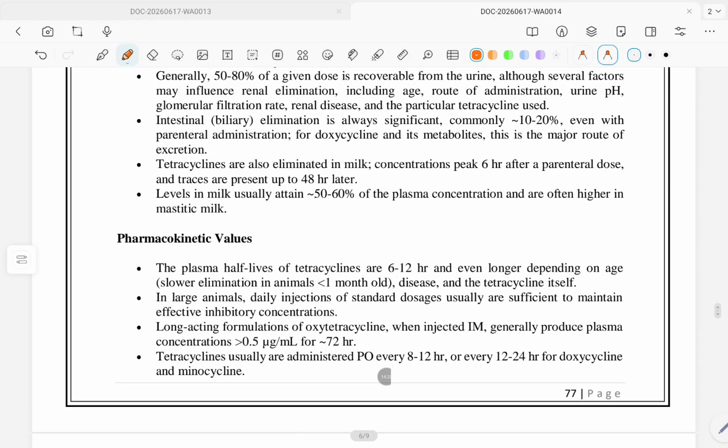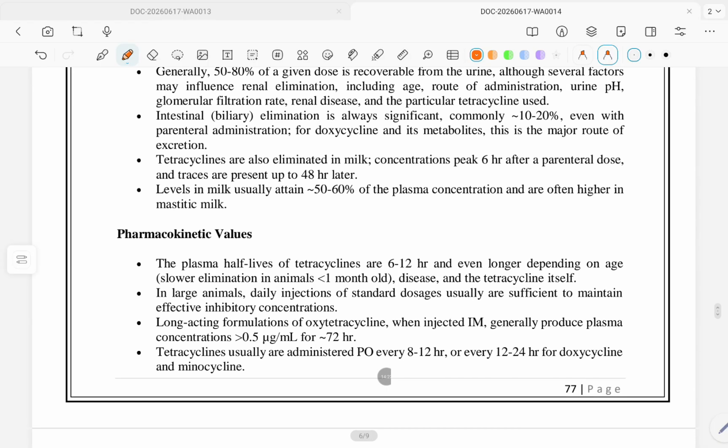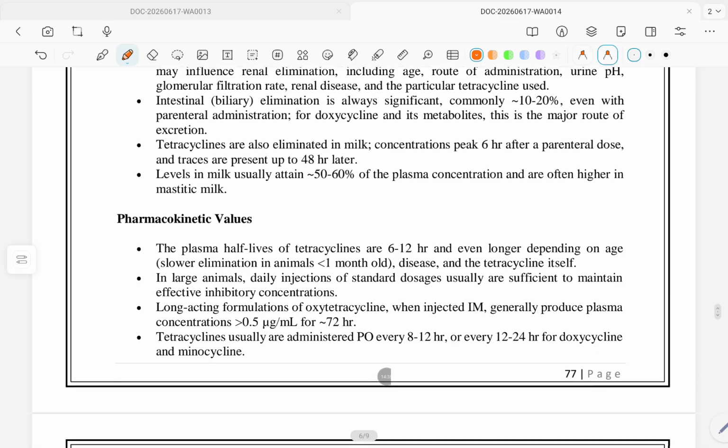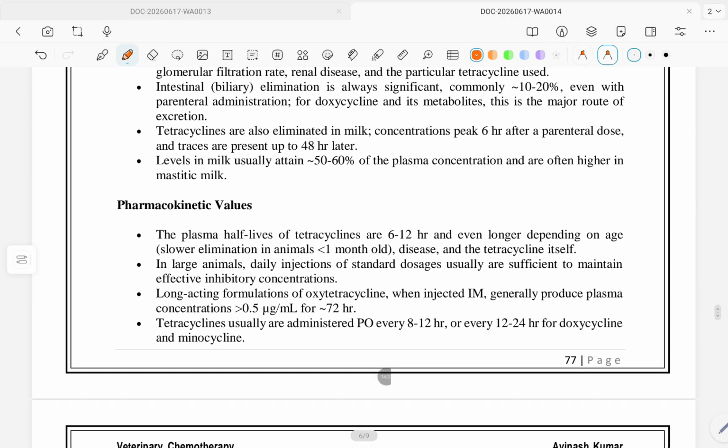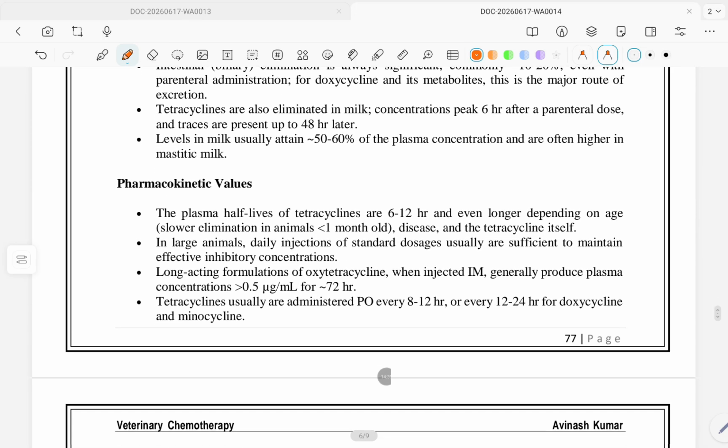Tetracyclines are also eliminated in milk. Concentration peaks 6 hours after a parenteral dose, and traces are present up to 48 hours later. Levels in milk usually attain 50 to 60% of plasma concentration and are often higher in mastitic milk.